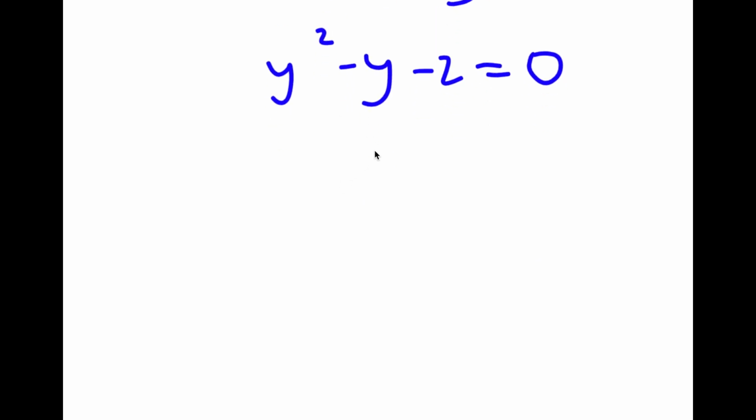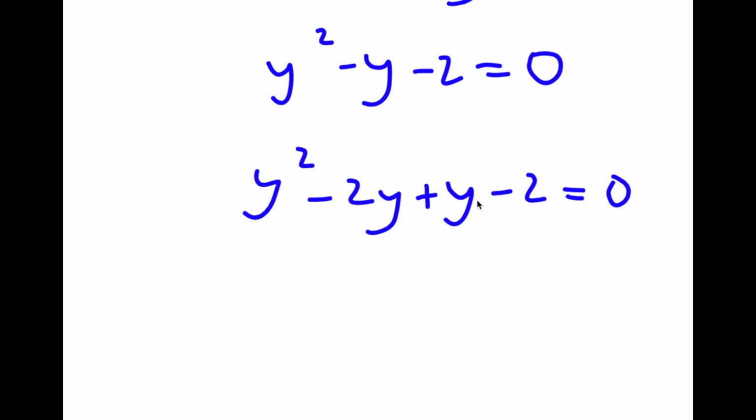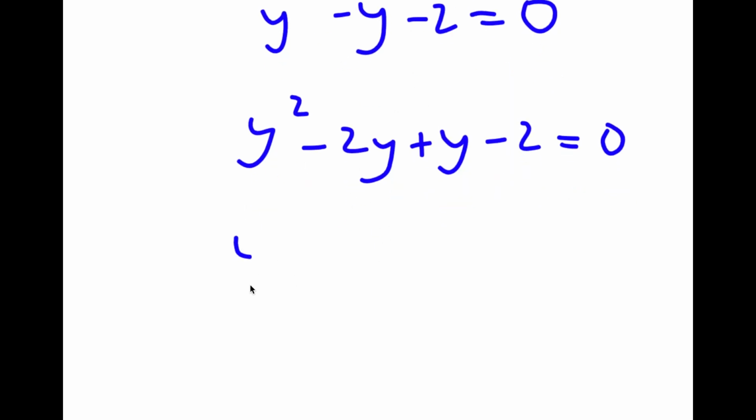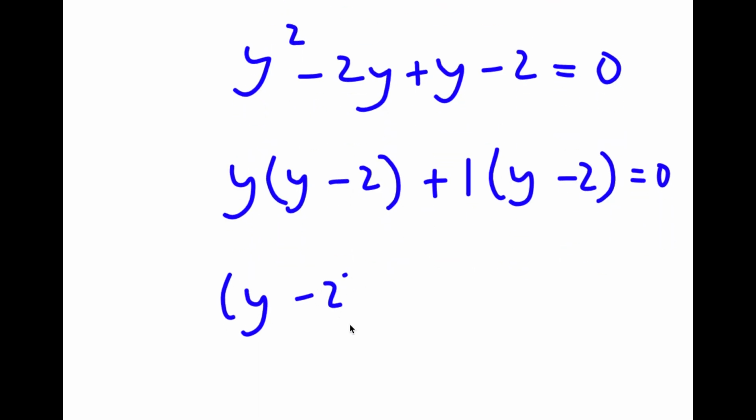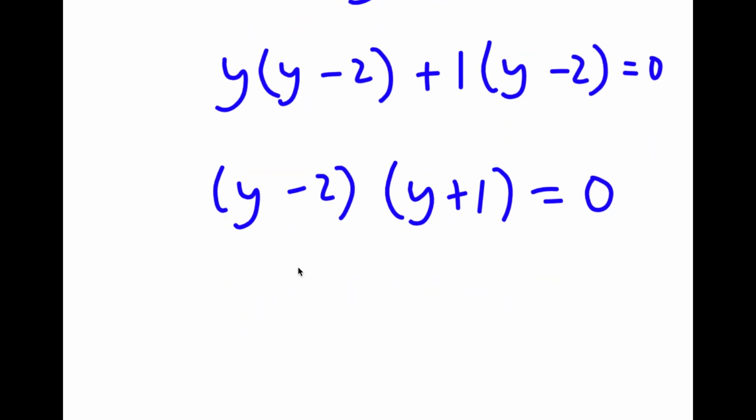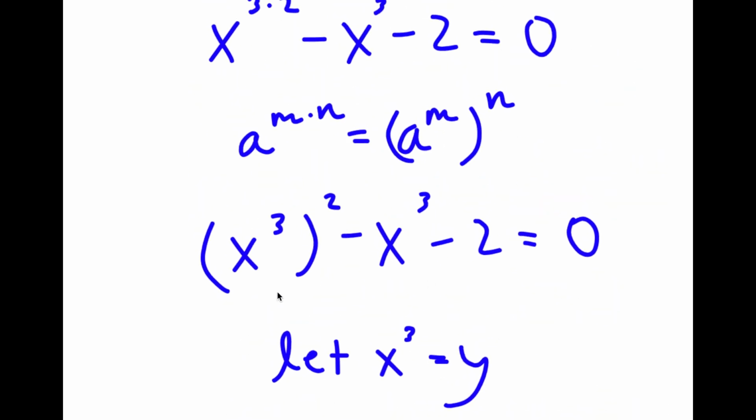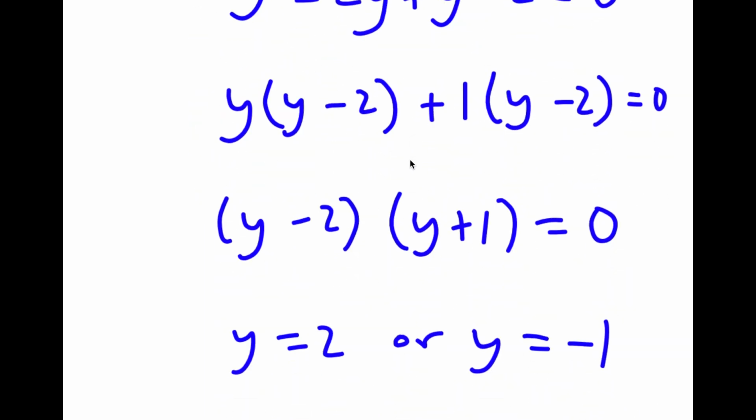Now to solve this, I'm actually going to factor this out. So y squared minus y minus 2, this is the same thing as y squared minus 2y plus y minus 2, because negative 2y plus y, that's negative y. And now if I factor out y, I get y times y minus 2 plus 1 times y minus 2 is equal to 0. Now if I factor out y minus 2, I have y minus 2 times y plus 1 is equal to 0. So meaning y is equal to either 2 or negative 1. Now remember how we set x to the power of 3 equal to y.